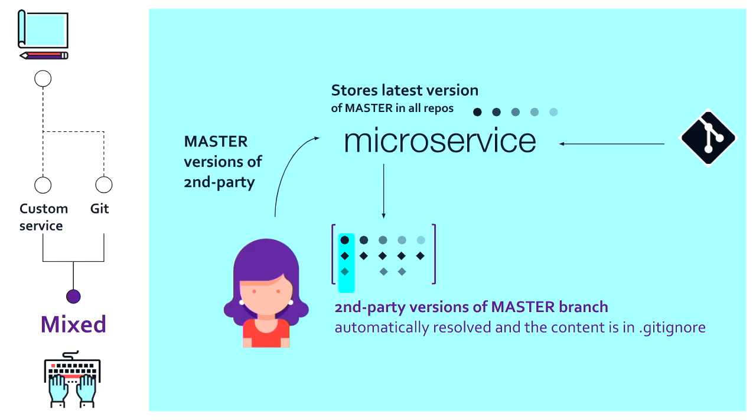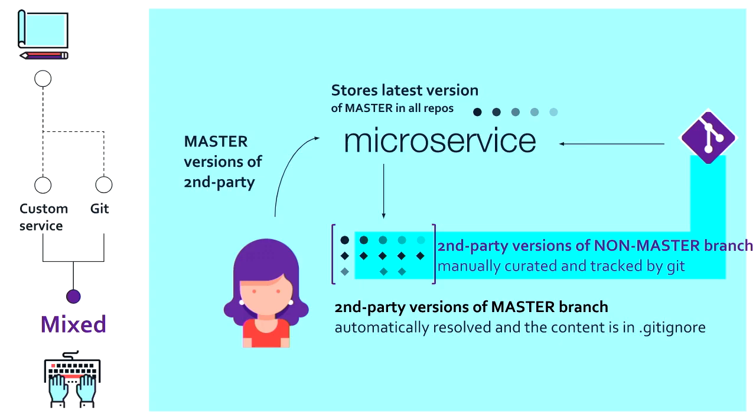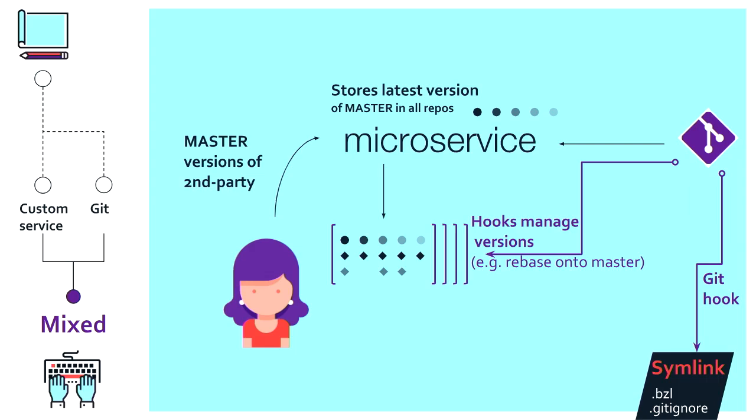We just get a response with the Starlark file. Yes, I wasn't sure I was going to say Starlark. Definitely a mouthful. OK, so that's automatically resolved, and the content is in gitignore. And the non-master branches are tracked in Git. Now, they are manually curated, and we still have hooks, but they are different. Their purpose is to help you as a developer ease the manual creation.